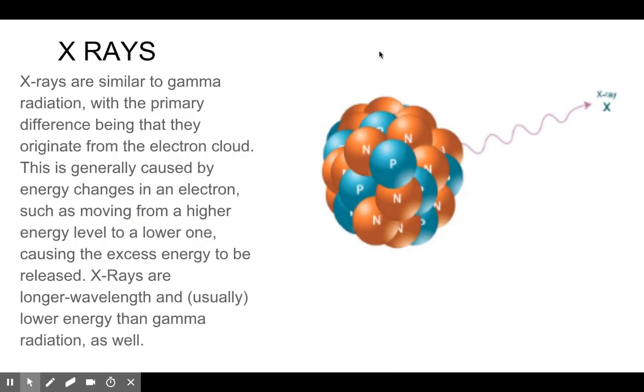Now let's look at X-rays. X-rays are very similar to gamma radiation, with the primary difference being that they originate from the electron cloud. This is generally caused by energy changes in an electron, such as when an electron moves from a higher energy level to a lower one, causing the excess energy to be released. X-rays are longer wavelength and usually lower energy than gamma radiation.